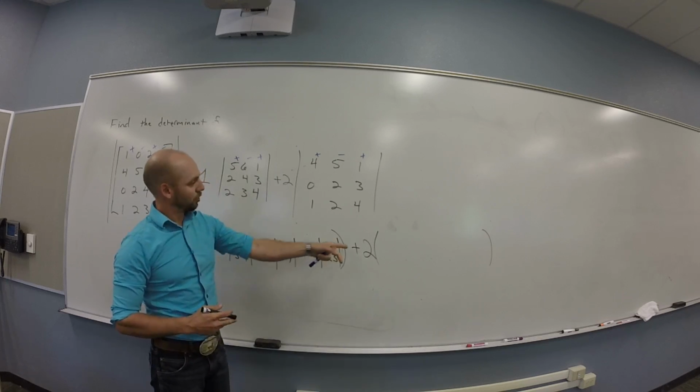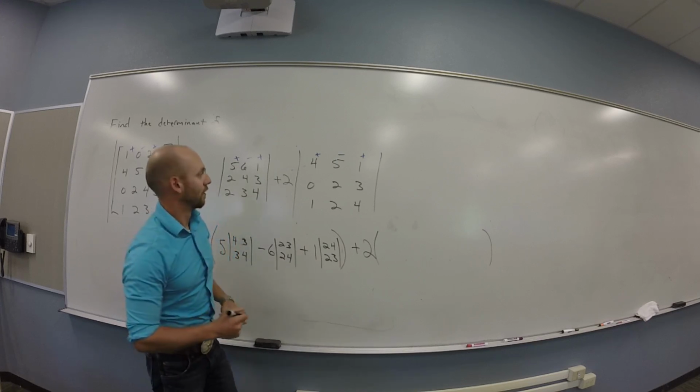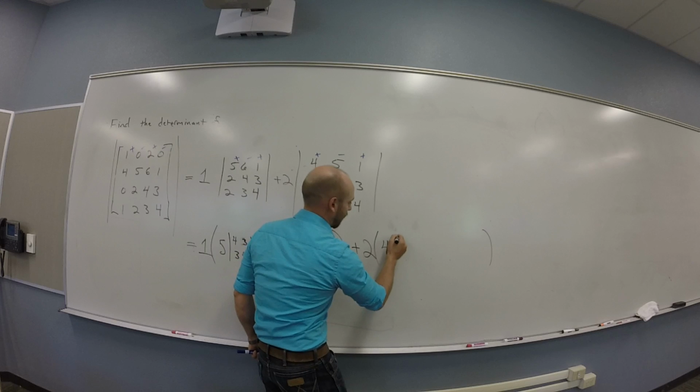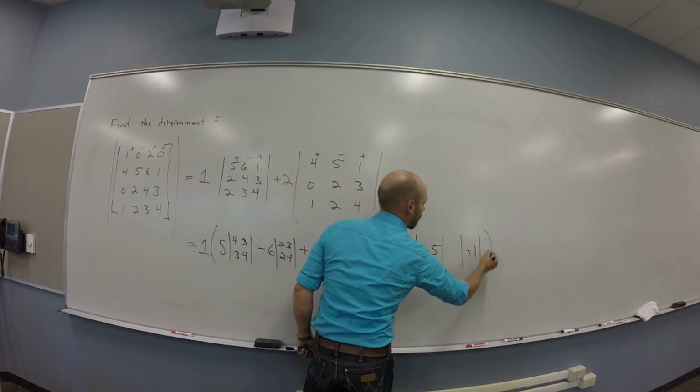Okay, how about in the 2 block there? 4 minus 5 plus 1 with space. Okay, 4 minus 5 plus 1.